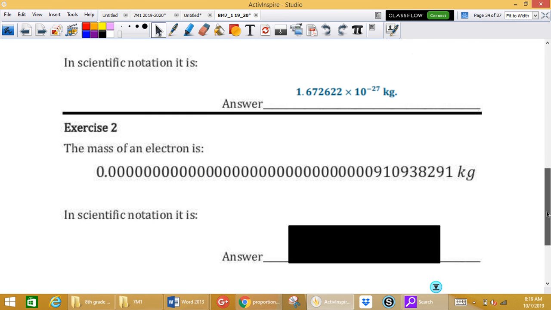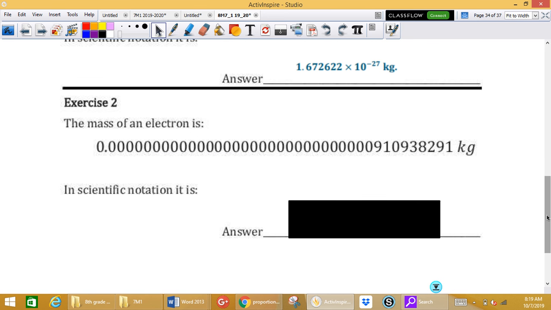The mass of an electron is just as ridiculous. So it's got to be between the 1 and the 0. Oh, sorry, I did not see that 9 there. The 9 and the 1.